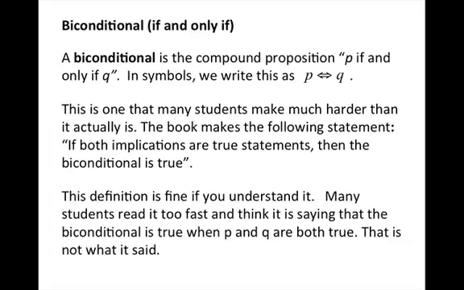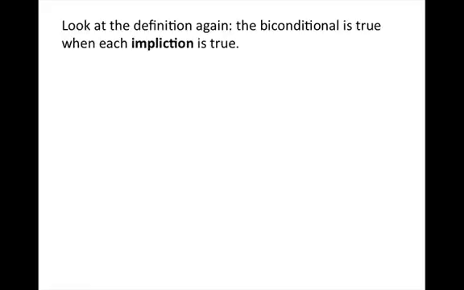This definition is fine if you understand the terms in the definition. It says both implications are true. A lot of students make the mistake of thinking that the P and the Q both have to be true, but P and Q are propositions, not implications. So if I look at that definition again, the biconditional is true when each implication is true, not the propositions on each side of the biconditional, but the implications.